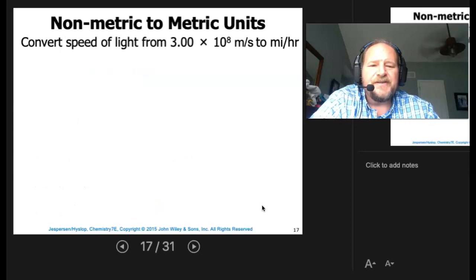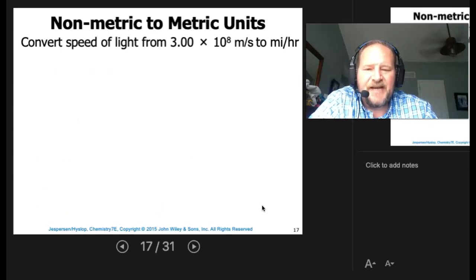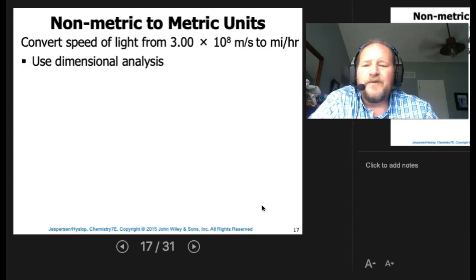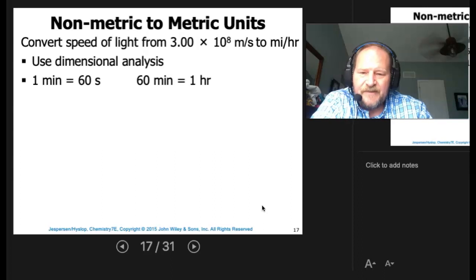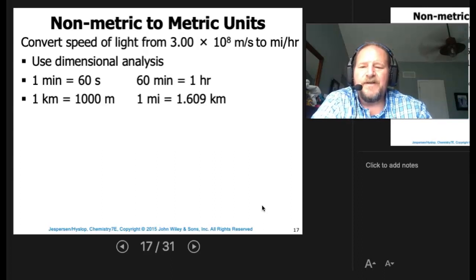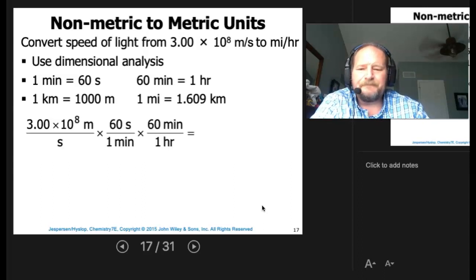Non-metric to metric units. Whenever we convert the speed of light from 3.0 times 10 to the 8 meters a second to miles per hour, we're going to use our dimensional analysis yet again. 1 minute is equal to 60 seconds. 60 minutes is equal to an hour. 1 kilometer is equal to 1,000 meters. 1 mile is equal to 1.609 kilometers.